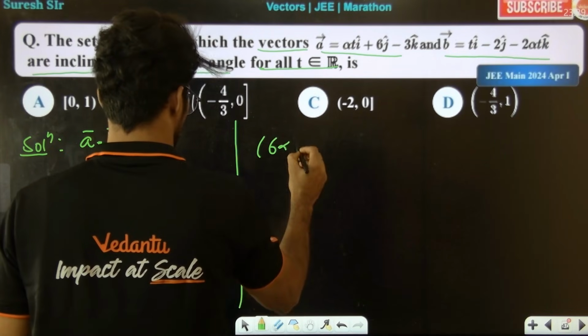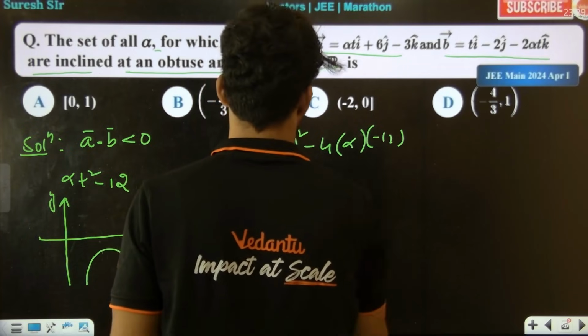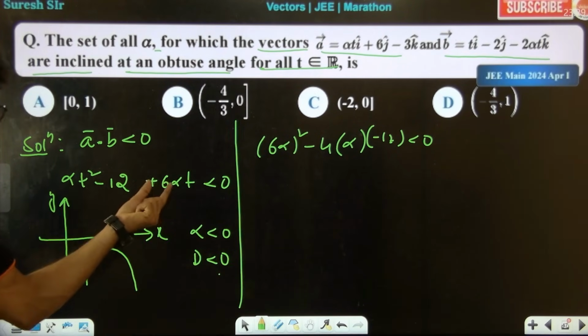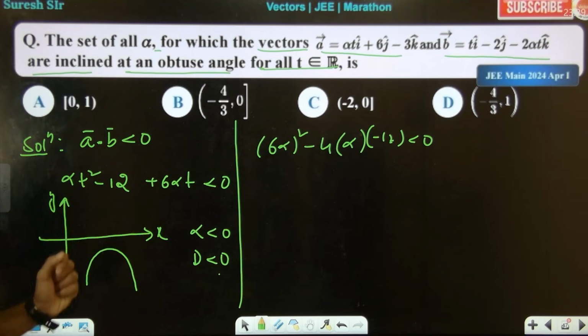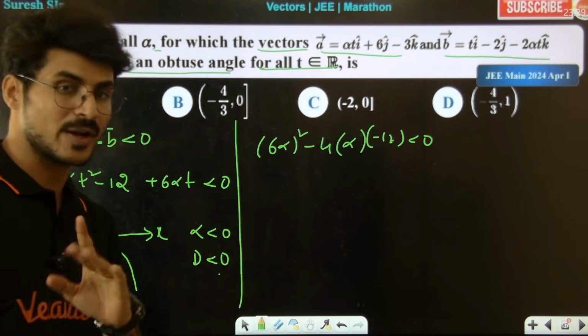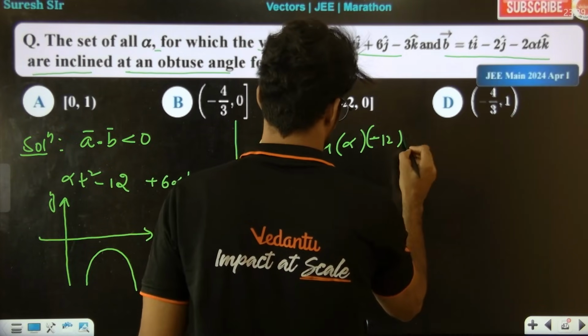So B square minus 4AC, right? So that is less than 0. Yes or no, guys? Check here, it is AX square plus BX plus C. Yes or no? So minus 12 less than 0.